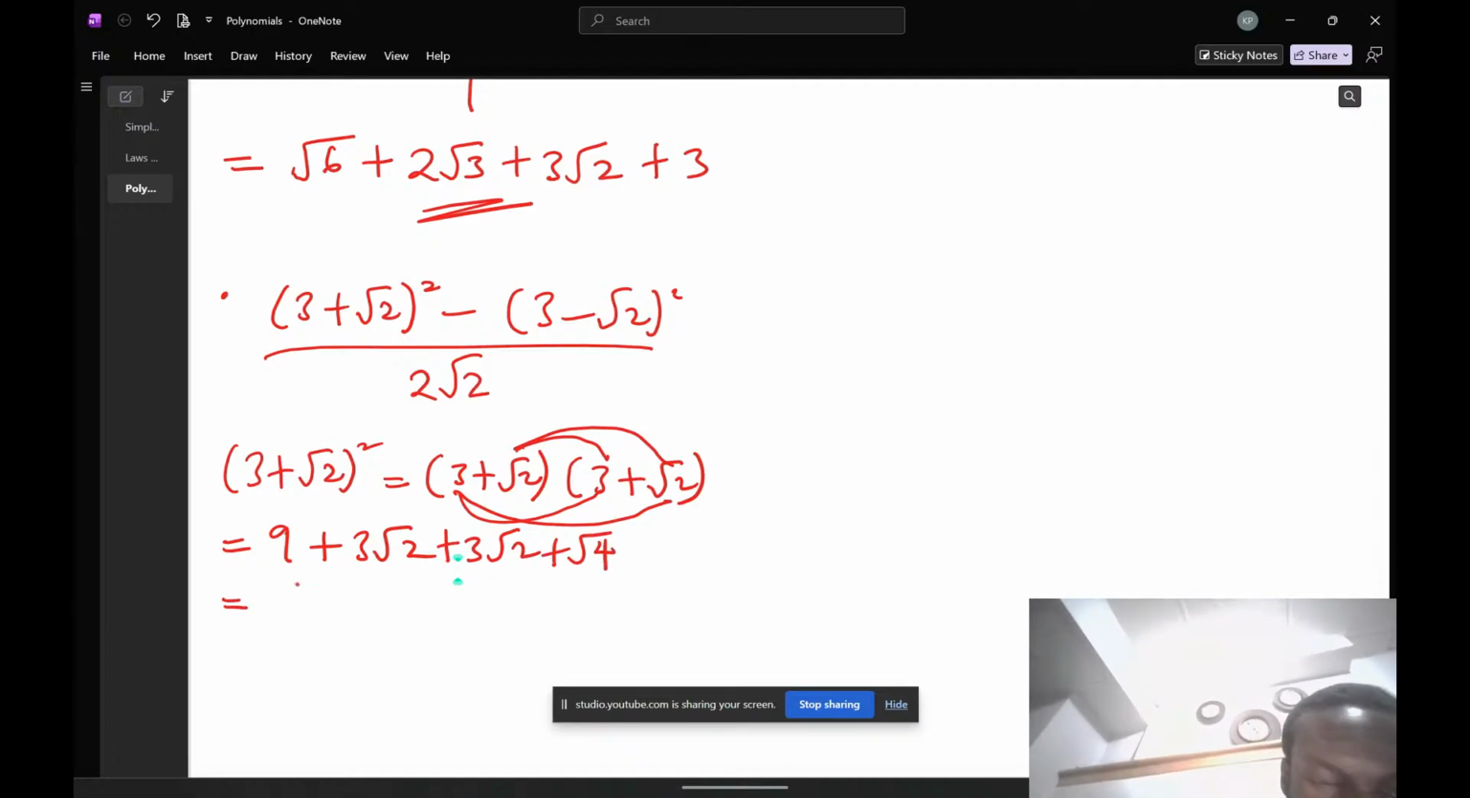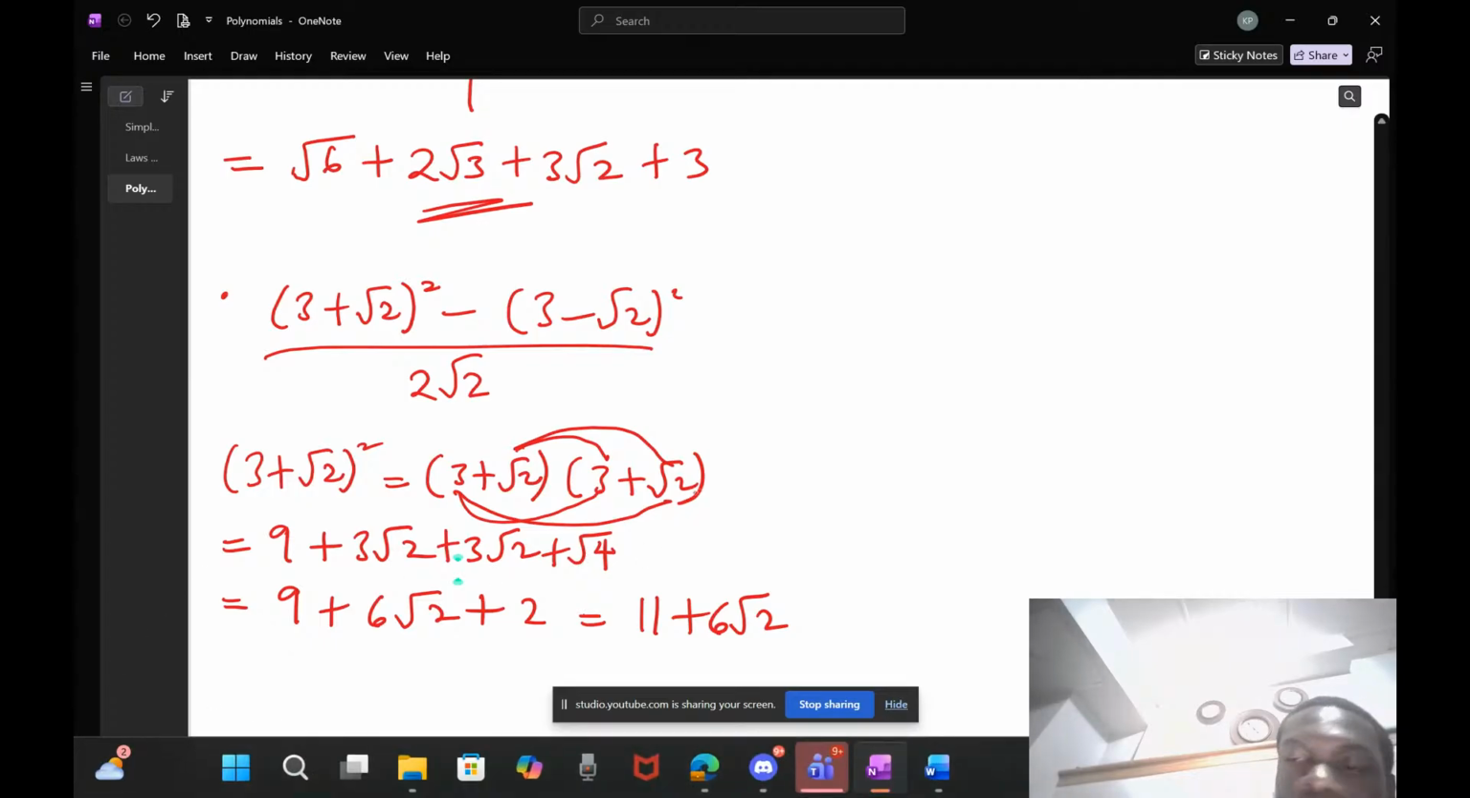So that will be 9 plus, now anything that has the same root, you add it up. So 3 root 2 plus 3 root 2 will give us plus 6 root 2. Then the square root of 4 is 2. So 9 plus 2 is 11. So that will be 11 plus 6 root 2. Okay, so that's the first part of the question.